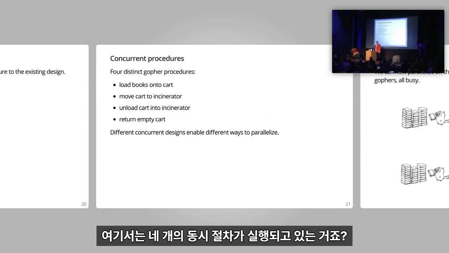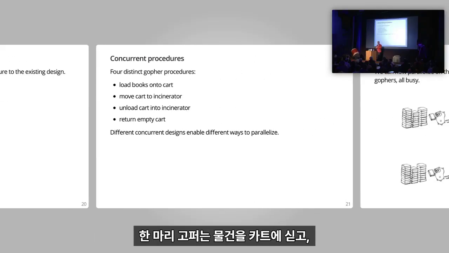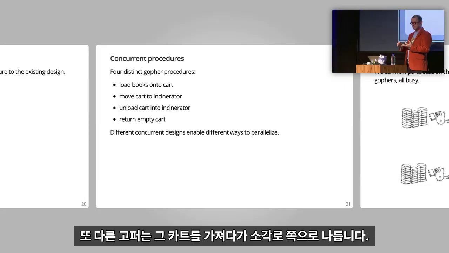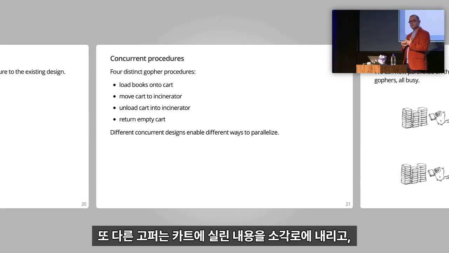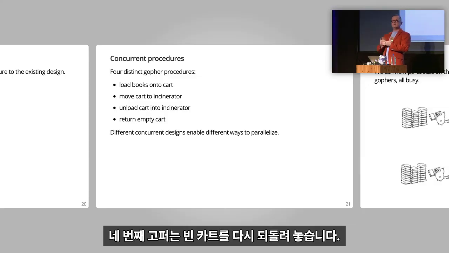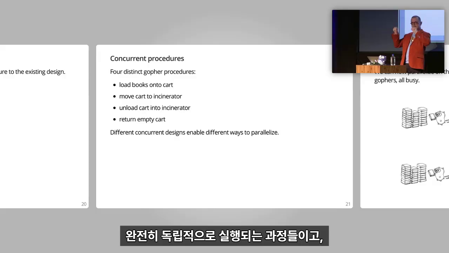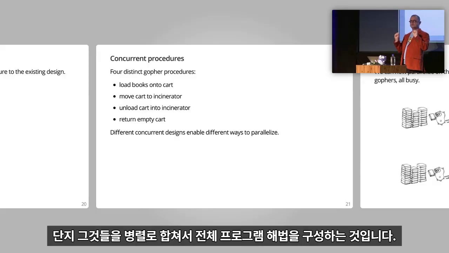So we have 4 concurrent procedures running here, right? There's a gopher that loads things into the cart. There's a gopher that takes the cart and trucks it across towards the incinerator. There's another gopher who's unloading the cart's contents into the incinerator. And there's a 4th gopher who's returning the empty carts back. And you can think of these as independent procedures, just running as independent things completely. And we just compose those in parallel to construct the entire program solution.